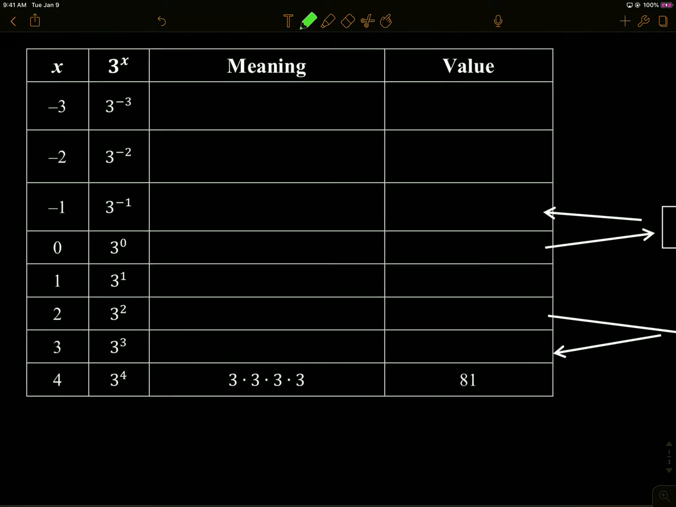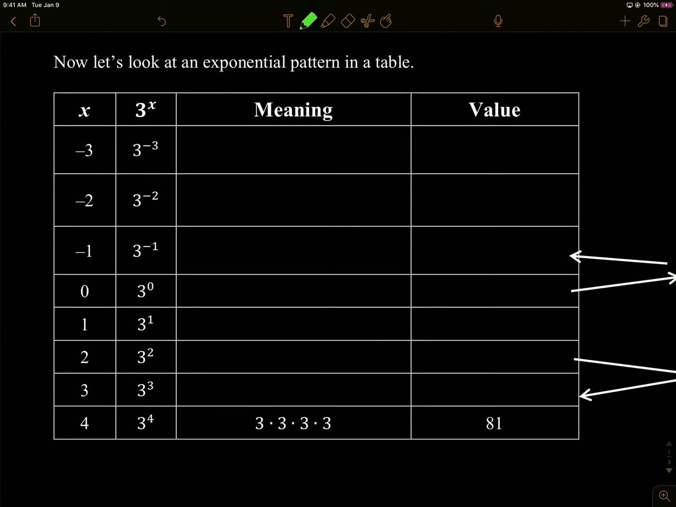All right. Now we're going to look at some other rules that we can learn today. Those are with positive exponents. Now we're going to look at not positive exponents. So we're going to do this table backwards. So 3 to the 4th, the meaning of that is 3 times 3 times 3 times 3, and that equals 81.